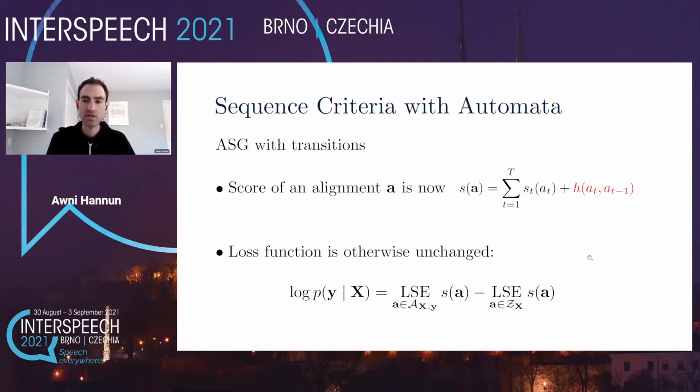So with transition ASG, we add these transition scores to the score of any given alignment. We also have this function h, which assigns a score for a sub t and the previous output token a sub t minus 1. So now all we've changed is how we score a given alignment, and everything else is the same. Now to get the conditional probability of y given x, we just sum over all possible alignments, log sum exp over all possible alignments, and then we subtract our normalization term.